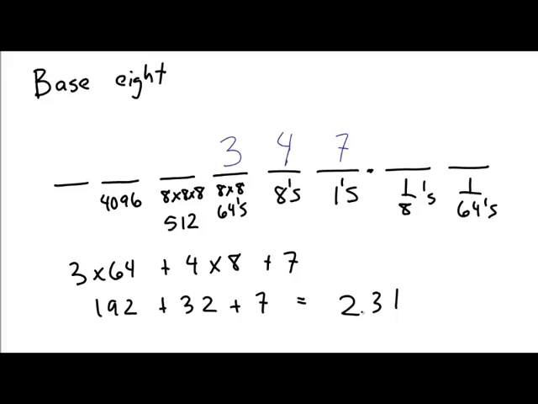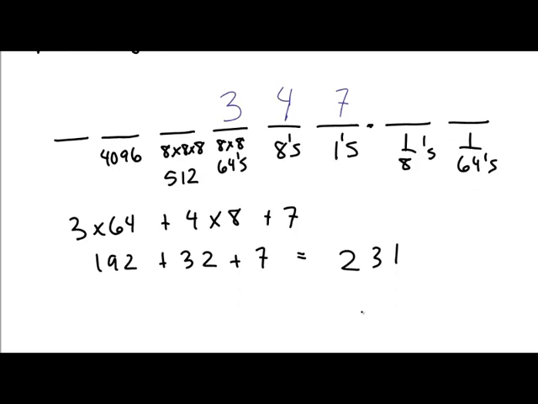Now, how can we write 347 equals 231? That's ridiculous. No, the first number is being represented in base 8, and the second number is in our traditional base 10. So what you do is you put a little 8 down there and a little 10 down there, indicating that these numbers are being written in a different way.